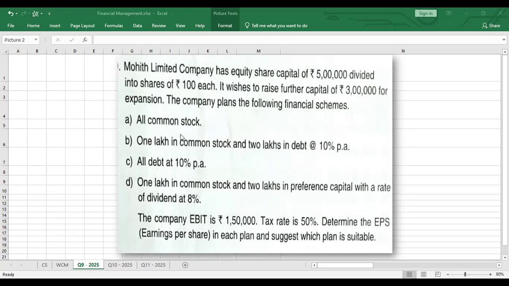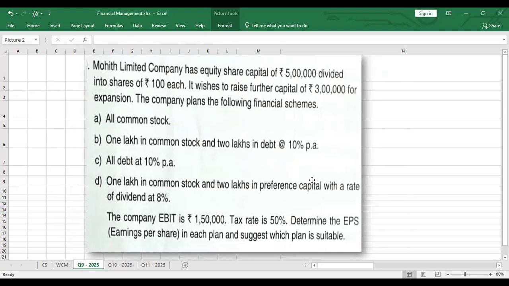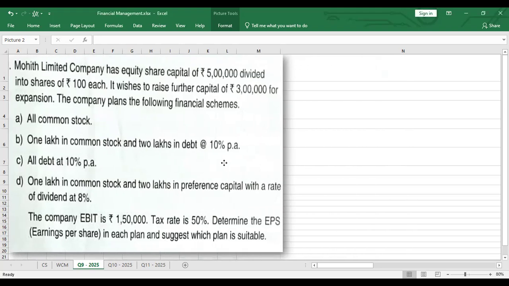For this, they are having four options. One, all common stock, that is equity, they can raise. Another option, 1 lakh in common stock and 2 lakh in debt. 1 lakh from equity, remaining 2 lakh from debt capital. Third one, 1 lakh in common stock and 2 lakh in preference share. They can raise 1 lakh through equity, another 2 lakhs from preference shares. For them, they have to pay 8% dividend. The company EBIT is 1,50,000, tax rate 50%. Determine EPS in all cases and suggest which plan is suitable.